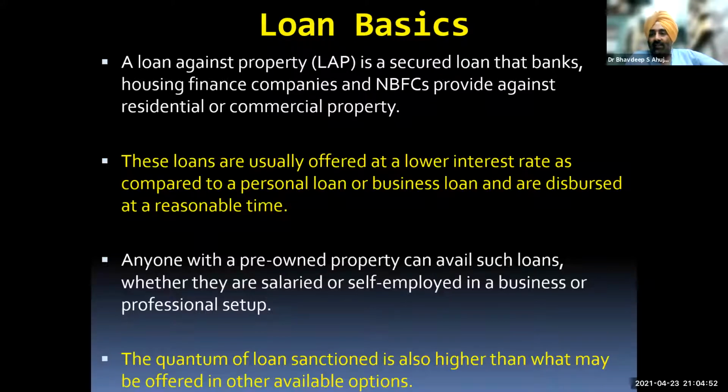Since this is against a collateral, this will be at a lower interest rate compared to a personal loan or a business loan or a doctor's loan. And they are disbursed in a reasonable amount of time, which ranges from 15 to 45 days. It varies from bank to bank, but the average minimum time is 15 days and the maximum time is 45 days. So anyone with a pre-owned property can avail these loans, even if you're salaried or self-employed. And the quantum of loan is sometimes higher than what is available in other options, because this loan is based on the value of your property.